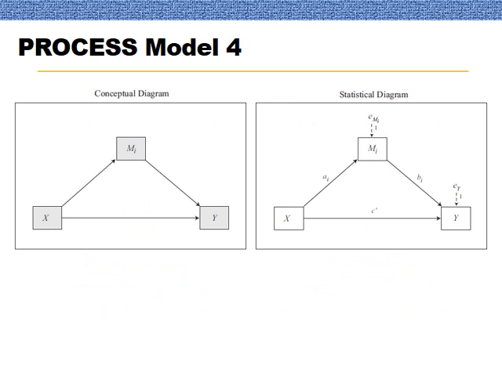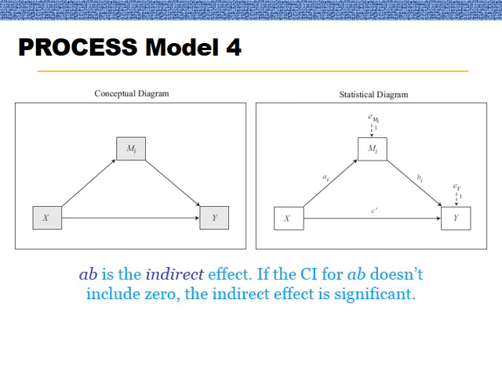You may remember from last spring that we used process model 4 to test for simple mediation. Here's what that model looks like. We have a relationship between x and y that is mediated by a single mediating variable, which in this case is called m.